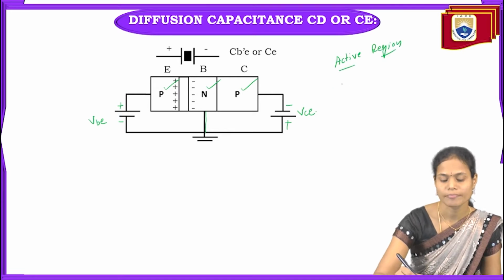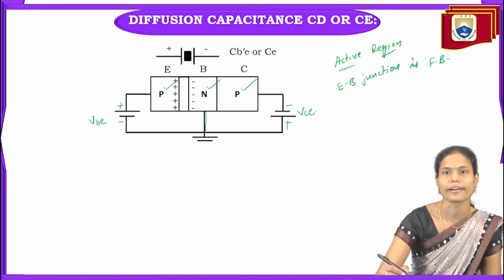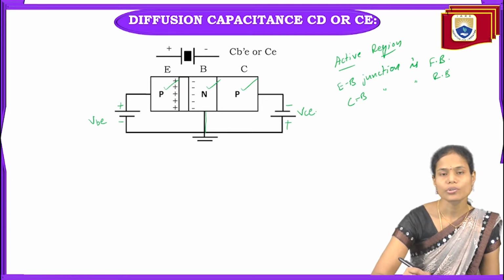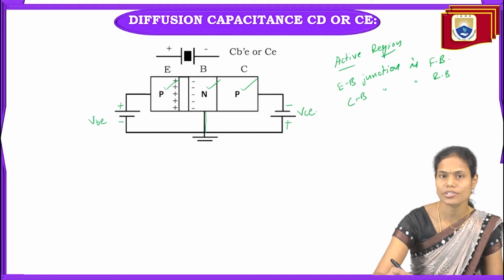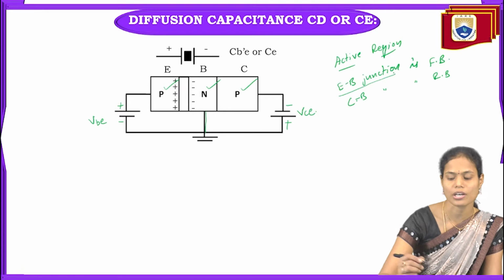That is nothing but the emitter base junction is forward biased and the collector base junction is reverse biased. So that only we can say our transistor is operating in amplifier mode. Once we are connecting in the active region of operation, we can say our transistor is operating in the amplifier mode. So when we are connecting the transistor in the amplifier mode, the input junction, that is the emitter base junction, is forward biased.